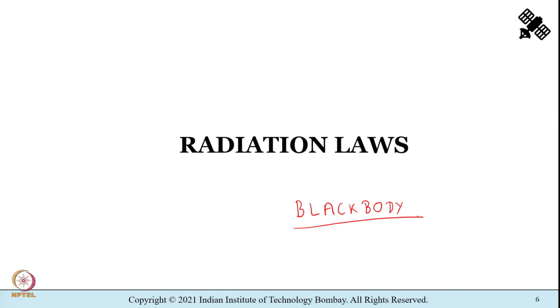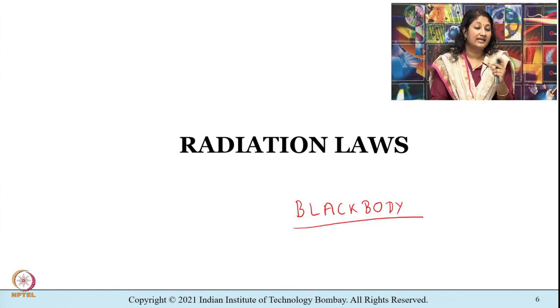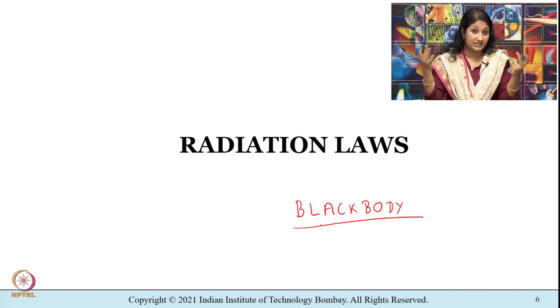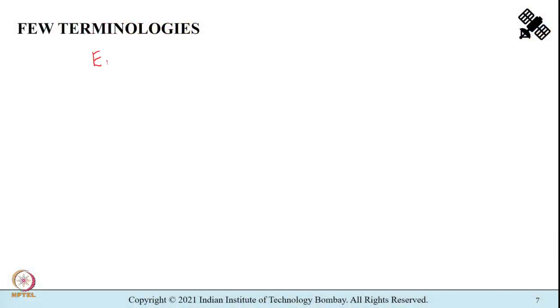Now, a black body is a hypothetical ideal radiator that totally absorbs and re-emits all the energy that is incident upon it. So, what is it? A black body is a hypothetical ideal radiator that totally absorbs all the energy incident upon it and totally re-emits everything. Hypothetical. Okay. So, a few terminologies need to be introduced here for the sake of clarity or completeness. We will start with energy. Energy is the capacity to do work, expressed in joules.